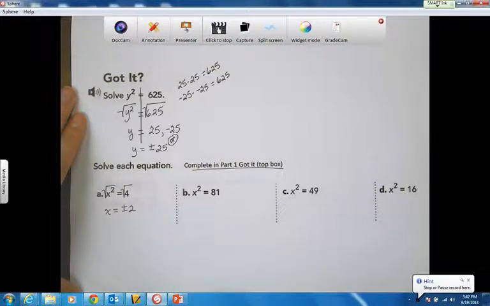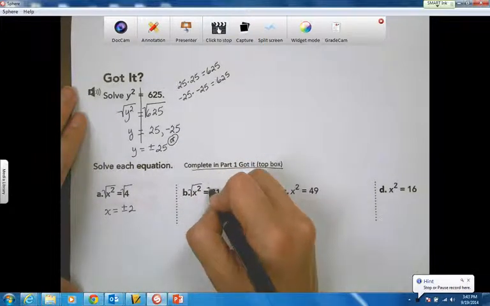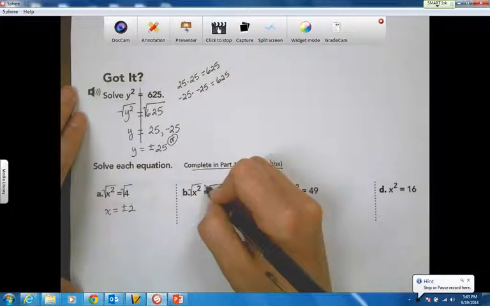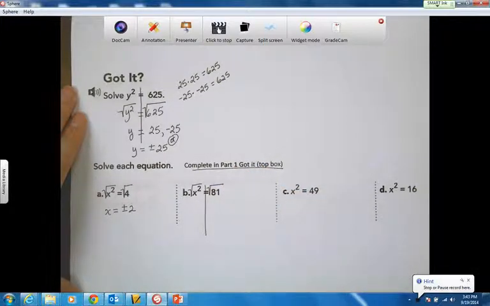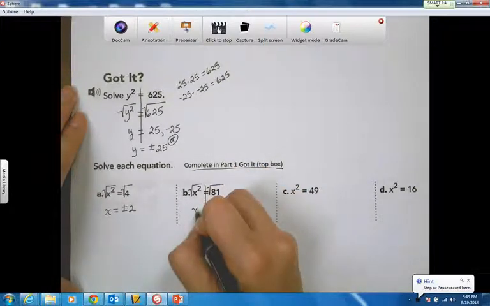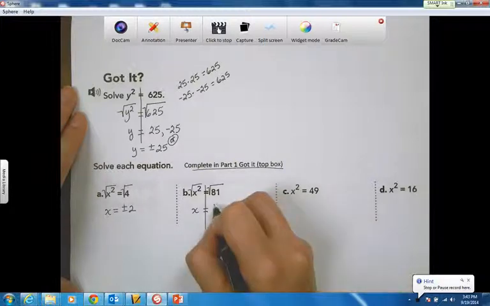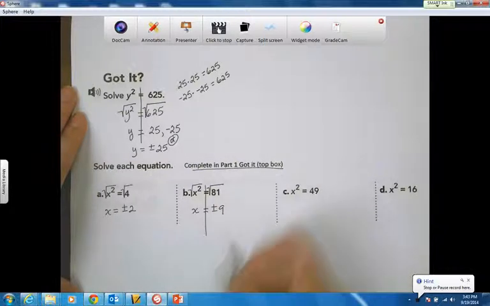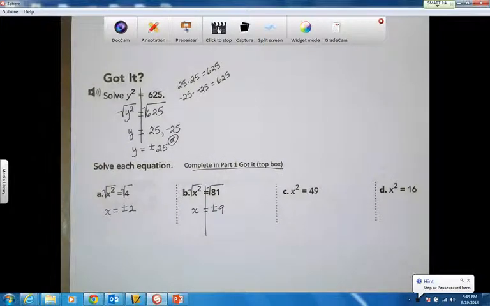All right, so now I'm going to go ahead and solve this one. So I'm going to take the square root of this side, the square root of this side. Oh, forgot to draw my line. So the square root of x squared is just x, and the square root of 81 is plus or minus 9. Go ahead and try letter C, and then pause the video.